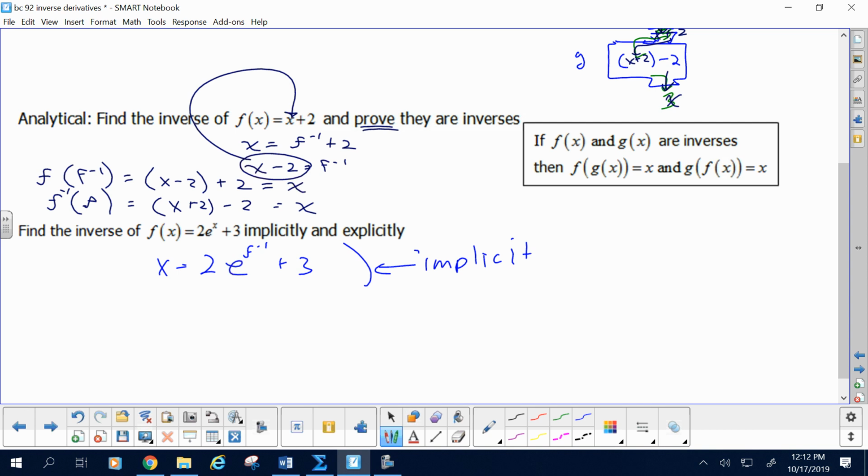Okay. More work is explicit. So what do I have to do to get explicit? Lindsay? You solve for the inverse. Okay. So what should I do? Move the 3 over, and then divide it all by 2. And then take the natural log.